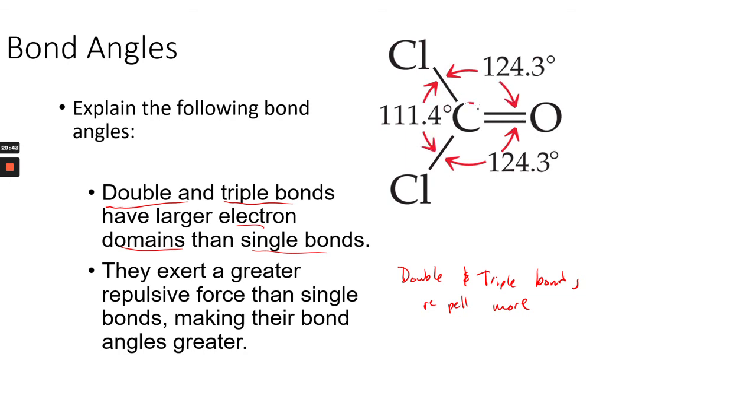Since they are repelling more, this bond angle gets larger, but this bond angle gets smaller. And that is the end of part 4.